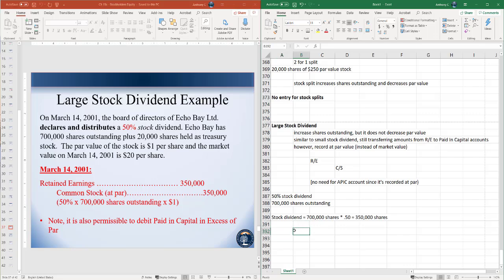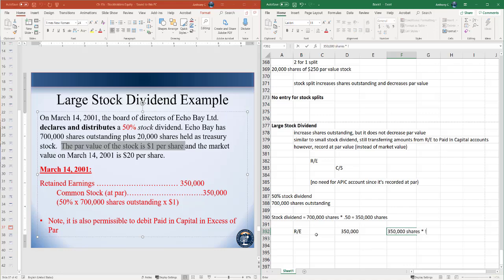The second part is what amount we need to record these 350,000 shares at. Since it's a large stock dividend, we're going to record it at par value. The par value of the stock is $1 per share. So we'll debit RE for 350,000, which is 350,000 shares times the $1 par value. Then, since we're transferring this over to our paid-in capital accounts, and common stock captures the whole par value, we can just credit common stock.